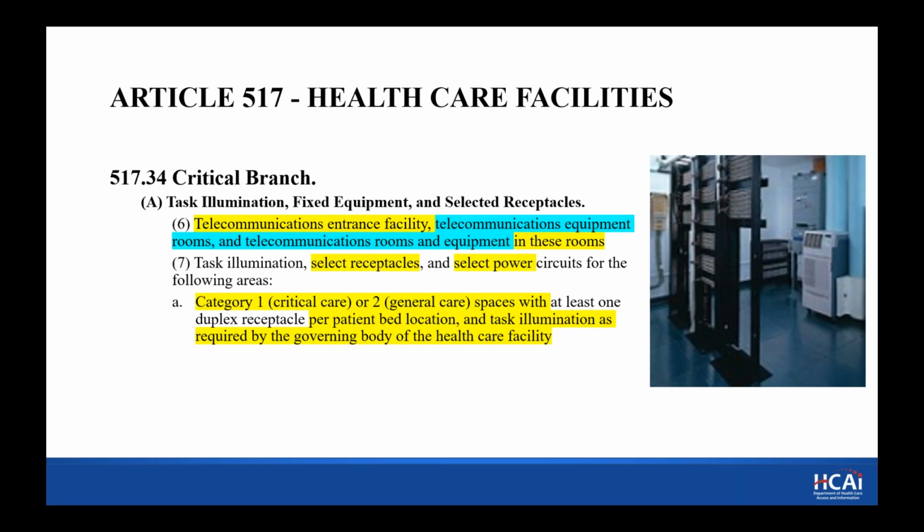I'm looking at this 7A, task illumination, select receptacles and select power circuits for the following areas. Critical care or general care spaces with at least one duplex receptacle per bed location. So our critical care and general care need to have critical branch. We'll see in 517.18 that 2 circuits are required, one of which is critical branch, and then quantities of receptacles are identified there. So nothing new here.